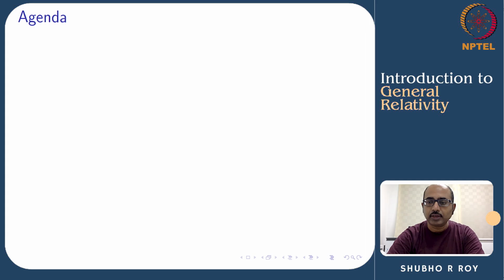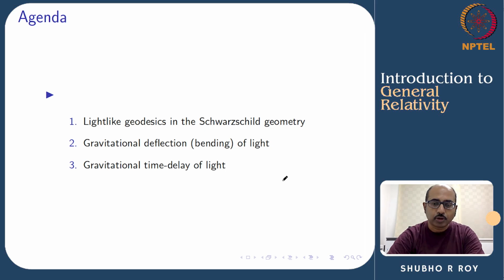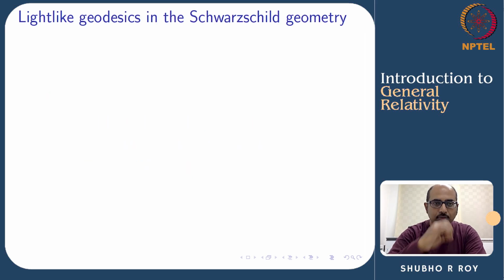Let's look at the agenda today. First item on the agenda is to explore light-like geodesics in the Schwarzschild geometry. We will introduce the general setup and general equation. The second item is to look at an interesting consequence, which is gravitational deflection or bending of light. And finally, the third item on the agenda is the gravitational time delay or gravitational retardation of light. So without further ado, let me begin the lecture proper with the first item on the agenda, which is examining light-like geodesics in the Schwarzschild geometry.